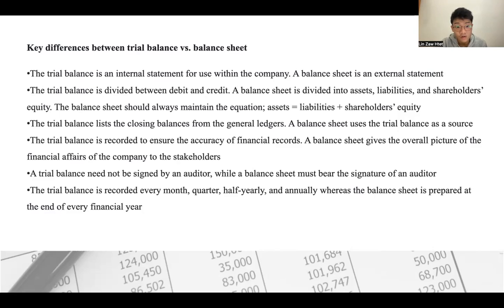A trial balance need not be signed by the auditor, while a balance sheet must bear the signature of the auditor. A trial balance is recorded every month, quarter, half year, and annually, whereas the balance sheet is prepared at the end of every financial year.